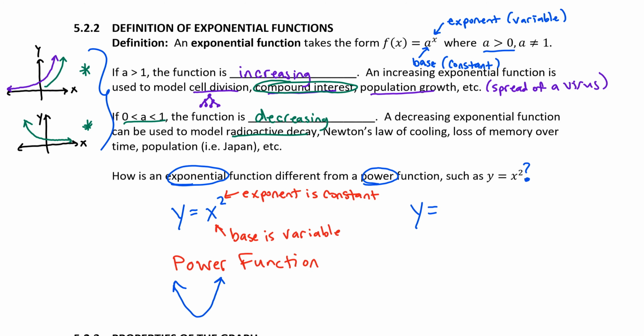But if I switch those two positions and I consider the function 2 to the x, in this case, notice the base is constant, not equal to 1, greater than 0, and the exponent is variable. So we end up with an exponentially increasing function. So the graph of this would level out and then it would grow very, very quickly. So an exponential function has a constant base, variable exponent. Then it qualifies to be a very important exponential function.